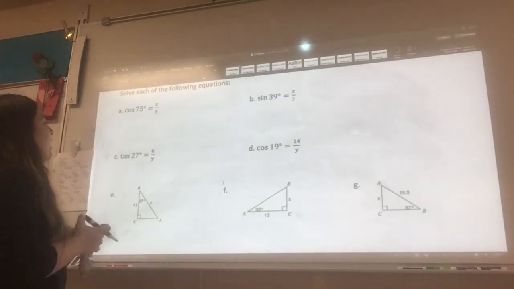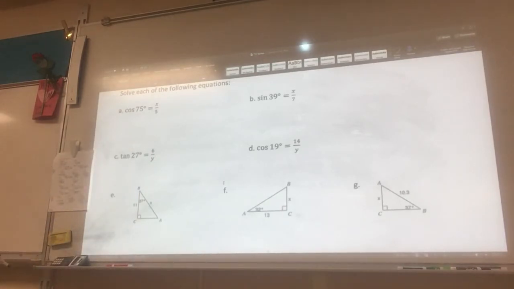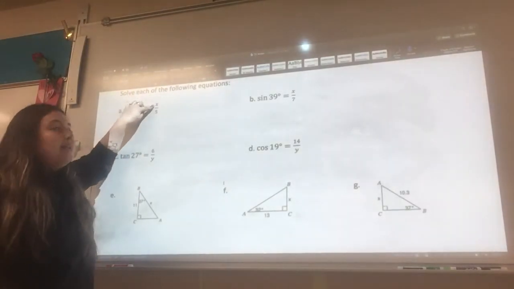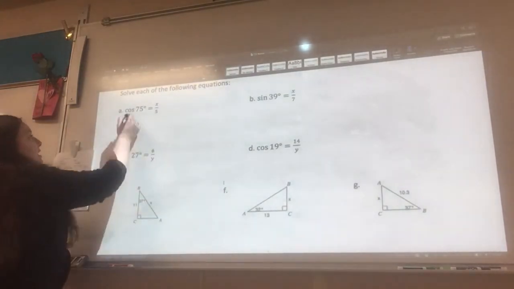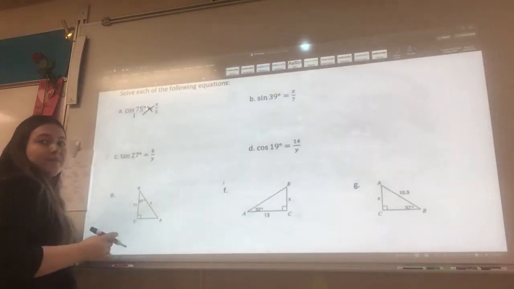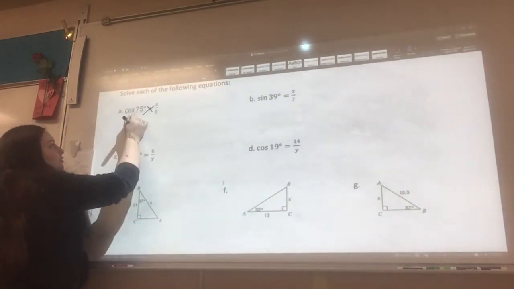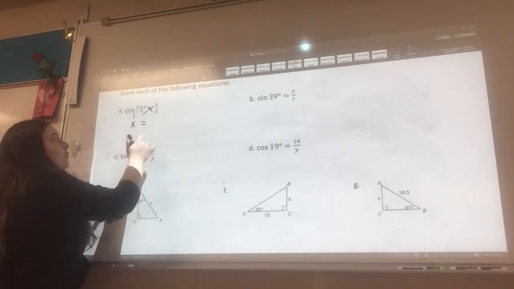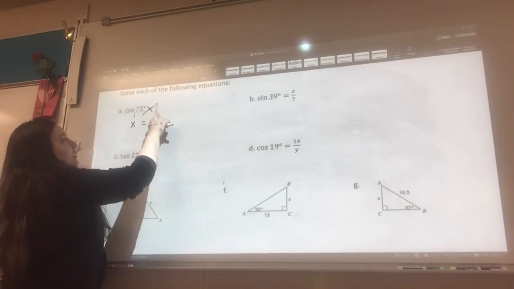Now we're going to get into the nitty-gritty of it, where we're solving for specific variables. As you can see on A, we have cosine of 75 equals x over 5. What that's saying is, again, cosine is CA. So we're looking for the adjacent side of a triangle. That's all you're doing. These are just proportions. This is the same thing as saying over 1, and we can cross multiply. This is all we're doing.